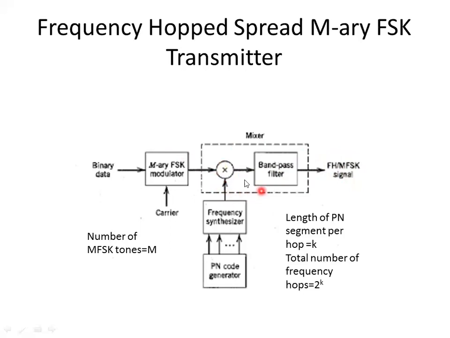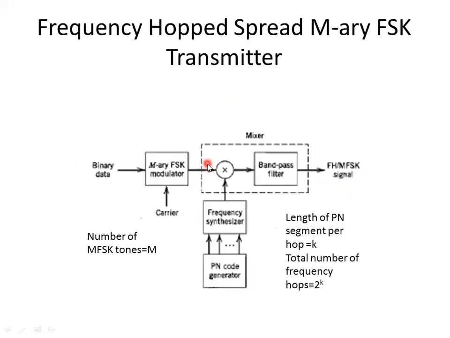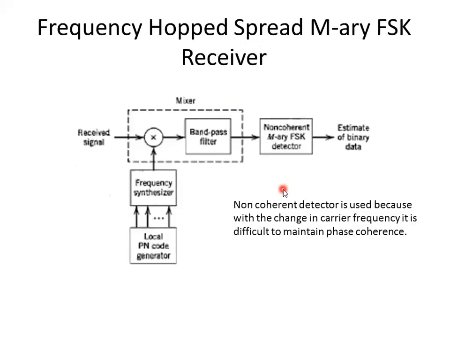This is the hopping. In de-hopping, the band which was centered at F1 plus F1 dash will be brought back to F1. So that's what happens here. Once we are here, we have a band centered at F1 hertz. Now we have to go back. So use a non-coherent MFSK detector and get an estimate of the binary data. So this is the frequency hopped spectrum with MFSK at the receiver part.